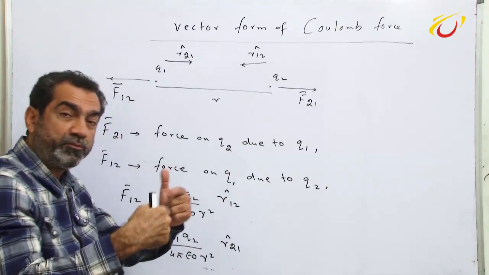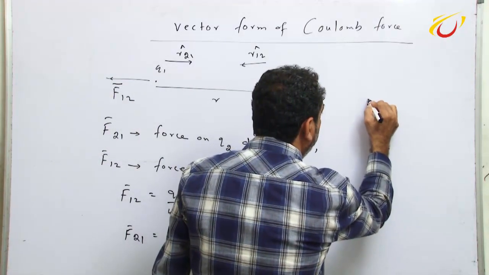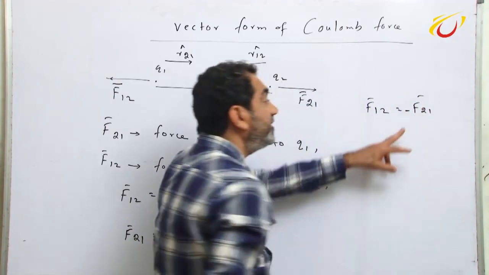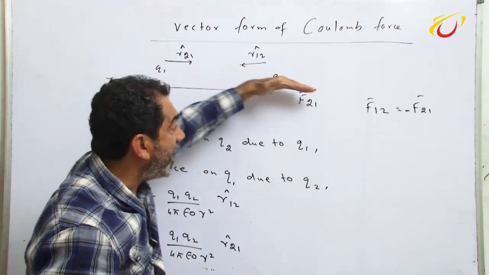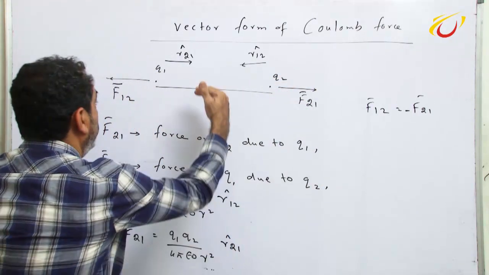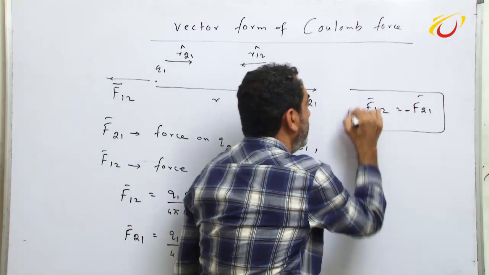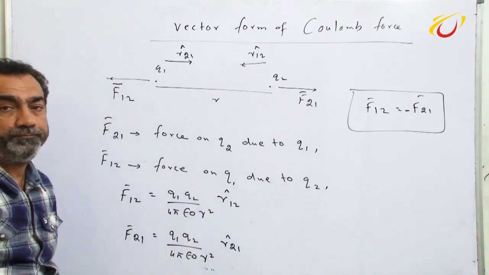Now you notice both magnitudes are the same, only the directions are opposite. So what I can conclude is F12 is equal to minus F21. Why minus? F21 is acting in this direction and F12 is acting in this direction. So this was all about the Coulomb force in vector form.